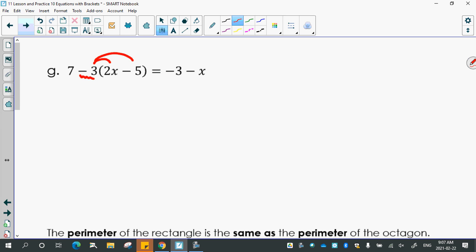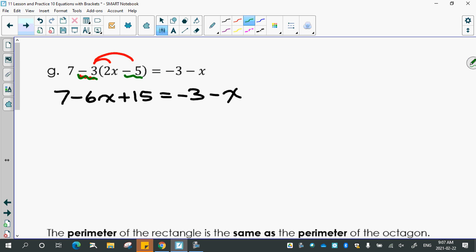Okay, who wants to tell me their first line? Yep, 7 minus 6x plus 15 equals -3. Awesome. Okay, so as I walked around, everybody had the 7 minus 6x. A couple people had minus 15 here. Okay, so just remember, you were doing -3 times -5 is positive 15.